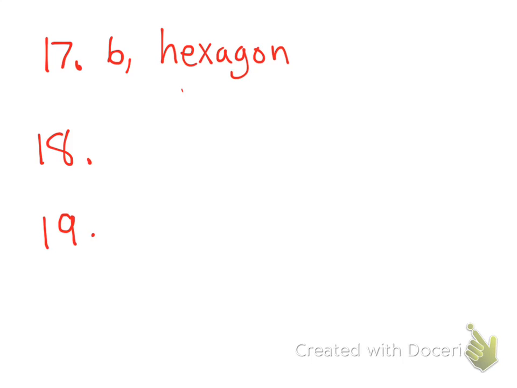Great. Now the next question says, name the vertices. What are the vertices? Those are where the two sides meet. So two sides meet at point A, point B, point C, point D, point E, and point F. Those are all the vertices.